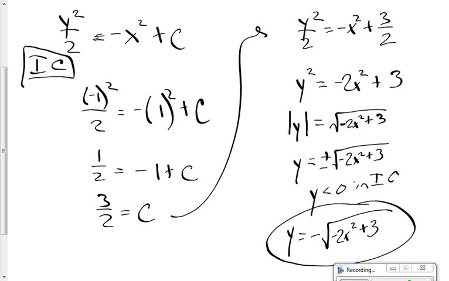You could plug it in and check if you wanted to, but because it's just a plus or minus and you know that your y value is negative in the initial condition, the only way to square root something and get a negative is if you multiply it by a negative after you square root it. Cool?